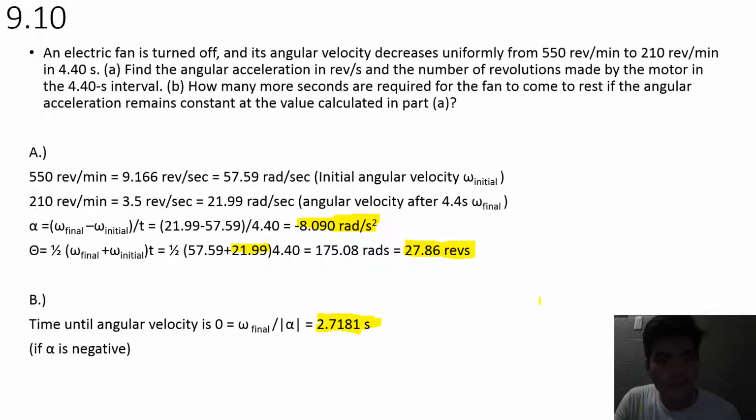First problem. An electric fan is turned off and its angular velocity decreases uniformly from 550 revs per minute to 210 revs per minute in a span of 4.4 seconds. A. Find the angular acceleration in revs and the number of revolutions made by the motor in the 4.4 second interval. B. How many seconds are required for the fan to come to rest if the angular acceleration remains constant at the value calculated in Part A?